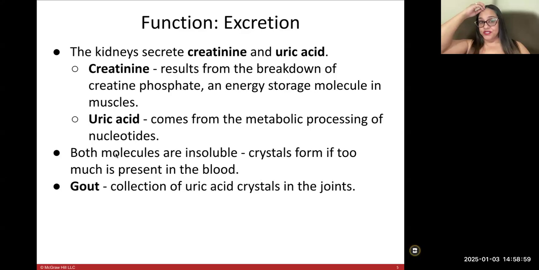The kidneys also secrete creatinine, which results from a breakdown of creatine phosphate, an energy storage molecule in muscles, and uric acid, which comes from the metabolic processing of nucleotides, which is what our DNA is made out of. Both molecules are insoluble, which means crystals form if too much is present in the blood. If we get crystals in our blood, blood stops flowing. That causes other problems. And gout is a collection of uric acid crystals in the joints.